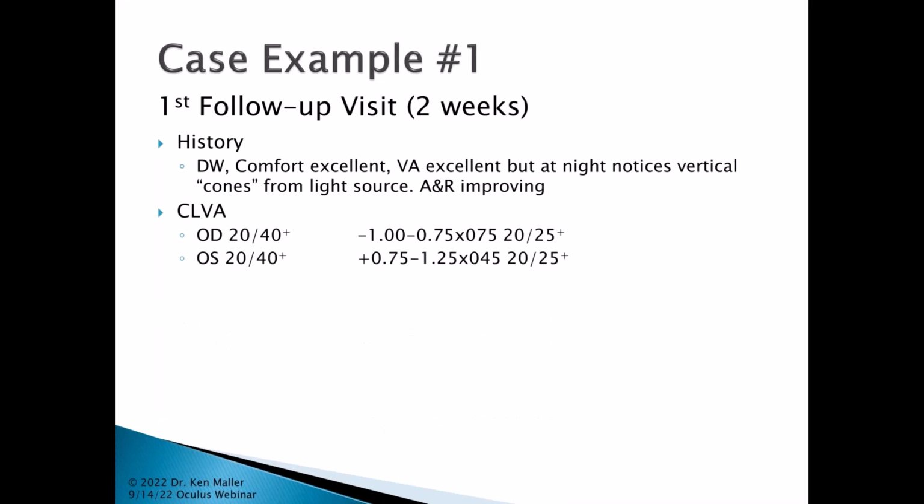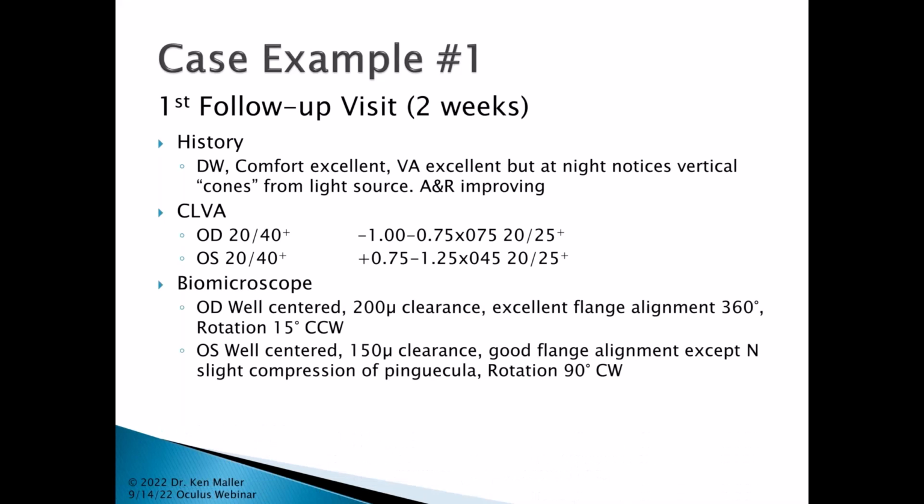Vision, you can see the right eye was about the same, a little different on the over refraction, but the left eye we dropped in acuity down to 20/40 plus, and this time I was not plano, but I actually came up with some cylinder, and that was probably because of that rotational issue. So when I took a look at the lenses this time, the right one was basically about the same as it was on the dispense, but the left one, you can see, was very different now at 150 microns of clearance. The flange was good, except nasally there was a little compression of a pinguecula, and the rotation was now 90 degrees clockwise. So the concern over the rotation at the dispense visit was certainly well justified, because we could see it really played out once you started wearing the lenses.